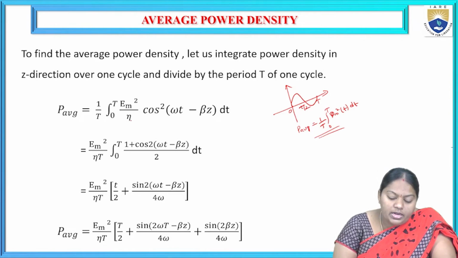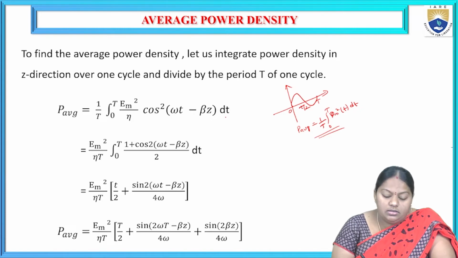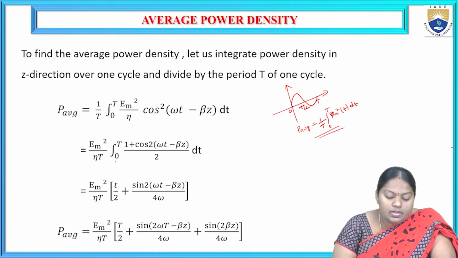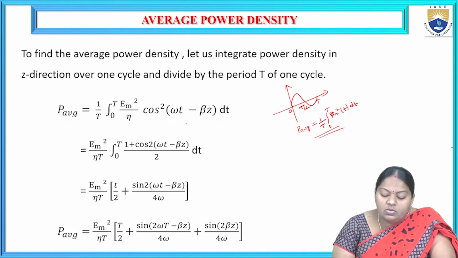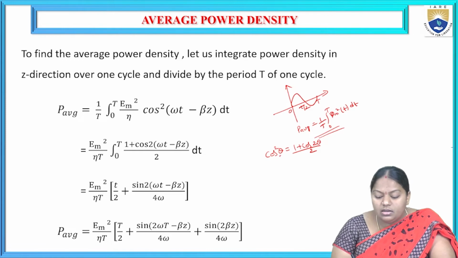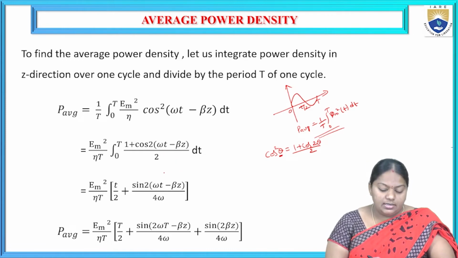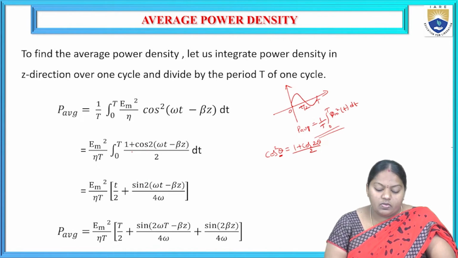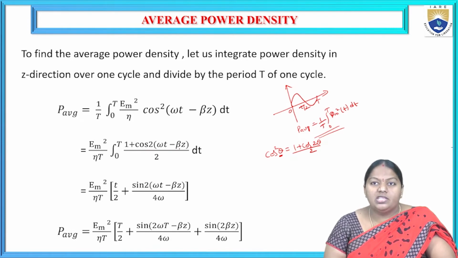Now Em square by eta, when integrating with respect to t, is to be considered a constant, so we can write Em square by eta T outside the integration. Then P average is equal to Em square by eta T integral 0 to T of 1 plus cos 2 theta by 2 dt. Why? Because the formula for cos square theta is 1 plus cos 2 theta by 2. In place of theta, here we have omega t minus beta z, so 1 plus cos 2 into omega t minus beta z, by 2, dt.